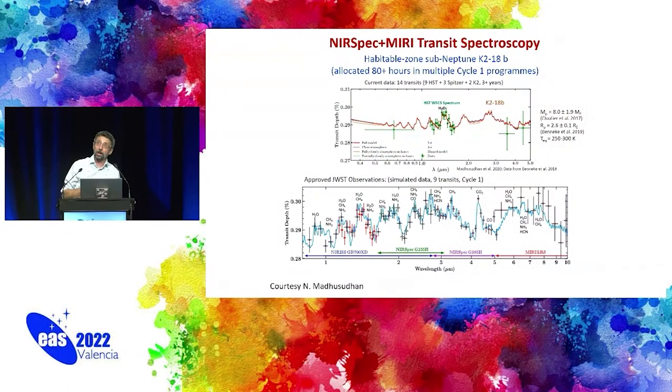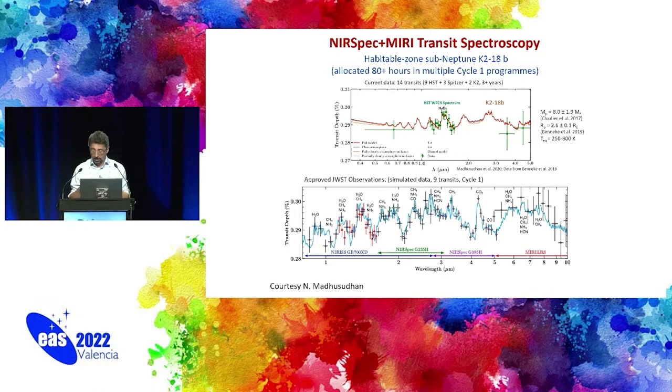Of course, the bulk of the requests for observation is for smaller planets, and many of these in the sub-Neptune regime. And this is an example of a sub-Neptune exoplanet in the habitable zone, which I think is the one which has been allocated the largest amount of time in Cycle 1. And you can see the difference between the spectrum obtained by Hubble and what is expected with Webb, where you will be able to detect all kinds of molecular features and therefore constrain models for the atmospheres and the chemical composition of the atmosphere.